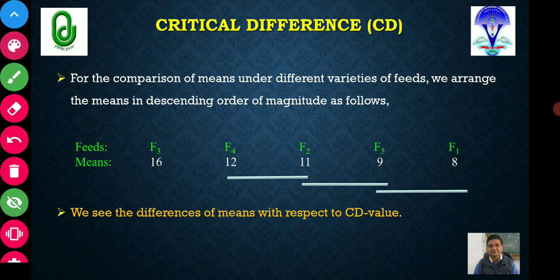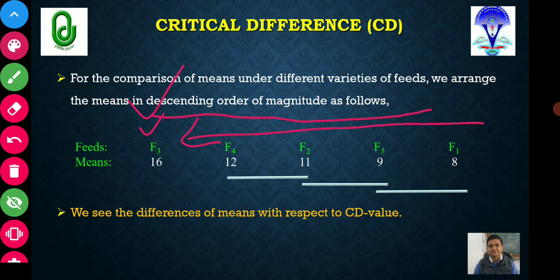Now just see, for the comparison of means under different varieties of feed, we arrange the means in descending order. So this is very important. First of all, you have to arrange your means in descending order. Here you can see F3 had the highest mean, 16, then F4 12, then F2 11, then F5 9, and lastly F1 8. So this is in descending order.